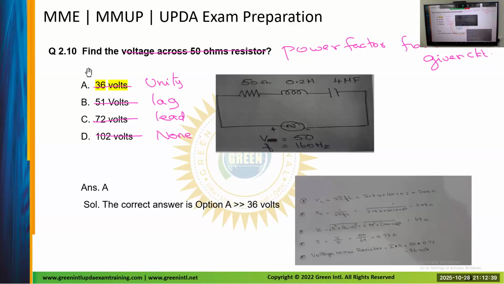Suppose for the same given data, they ask for the power factor of the given circuit. But note that for the power factor, they don't ask for the exact number. They ask whether it is unity, lag, or lead.